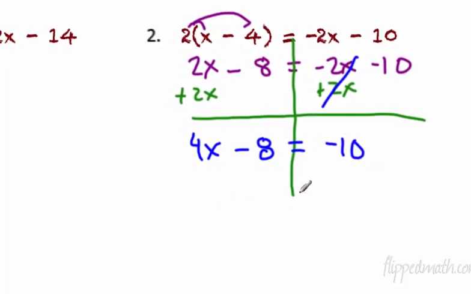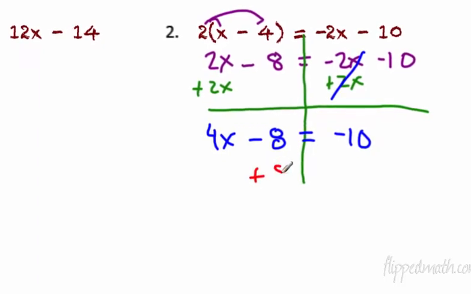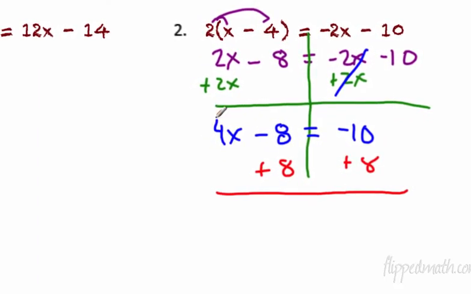All right, so now we have a two-step equation. Here's the x term. We want to get rid of the negative 8 first, so we're going to add 8 to each side. Draw the big line. All right, so now read it like a book. I always say read it like a book. I mean it.